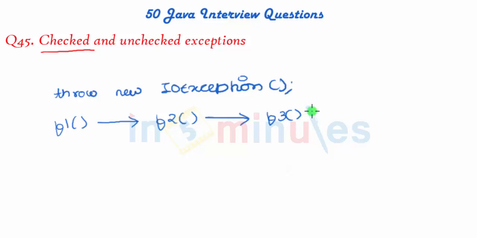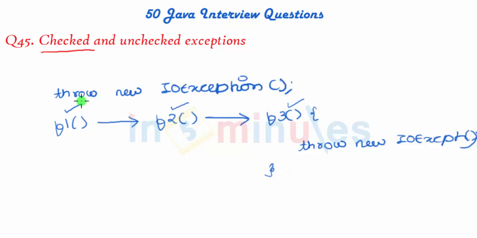And if inside your function 3 you have a statement like throw new IOException, then it becomes important that either function 3 or function 2 or function 1 handle your exception. And when I say handle, I mean it has to be inside a try catch block. So this is the basic criteria of exceptions. You have to handle them at some point or the other.